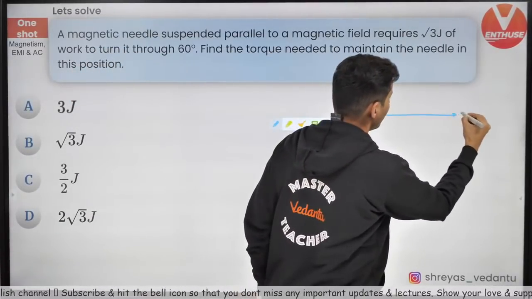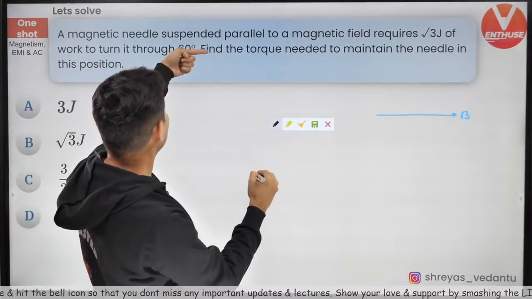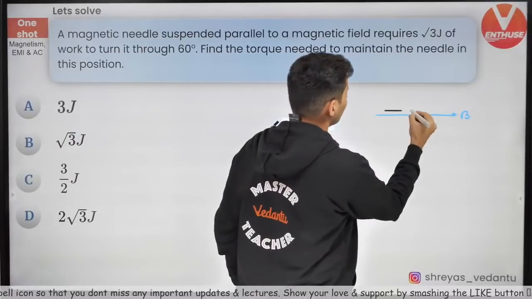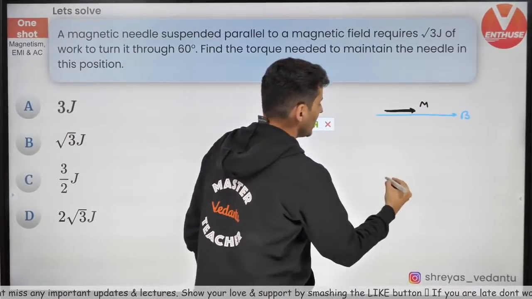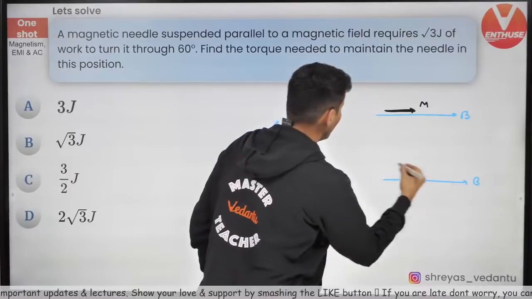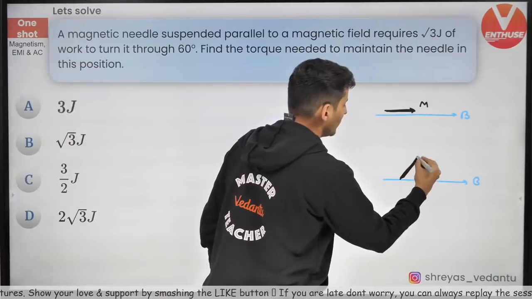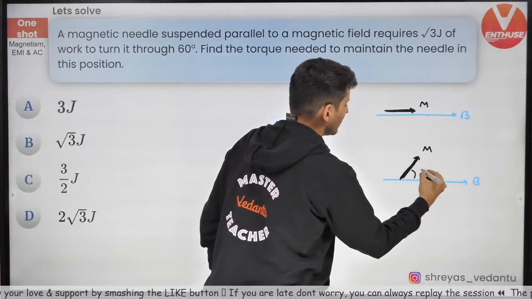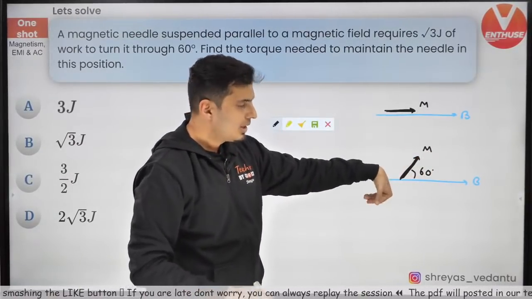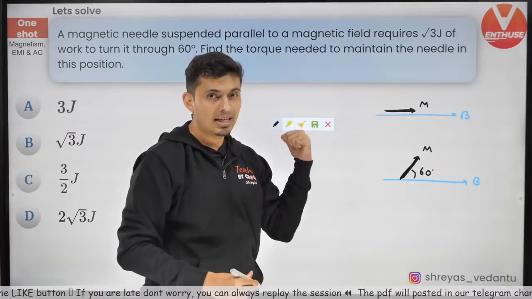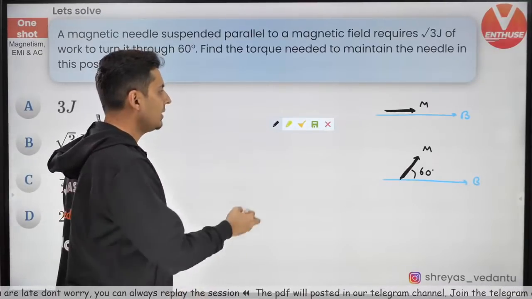So we have a magnetic field over here and we have a bar magnetic needle parallel to the magnetic field. So that means the magnetic moment is like this. Slowly what you do, you turn that magnet around and you turn it by 60 degrees. So this is your final position. Obviously there will be a torque to pull it back. You have to apply a torque in the opposite direction to prevent it from going back. The question is how much torque you need to apply.